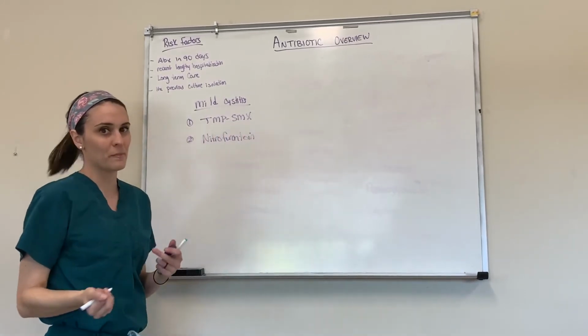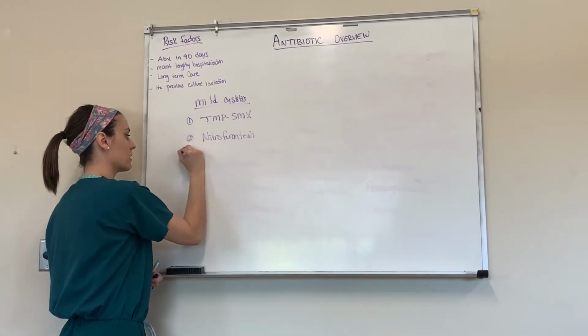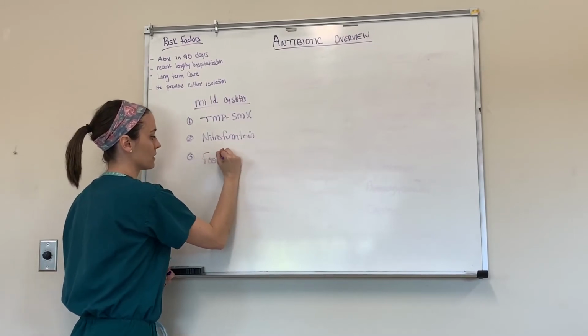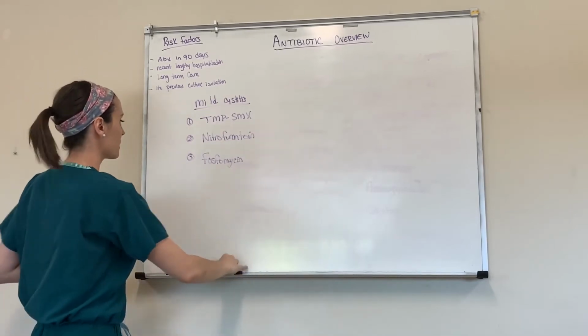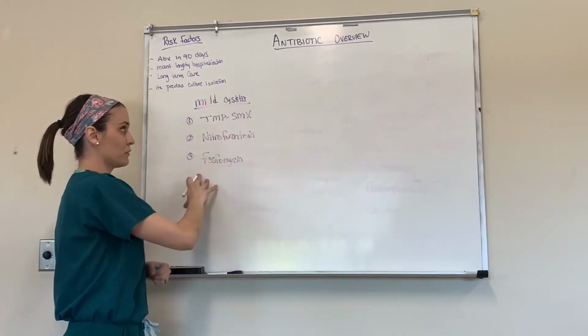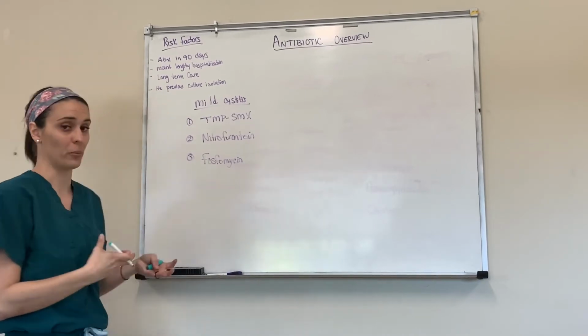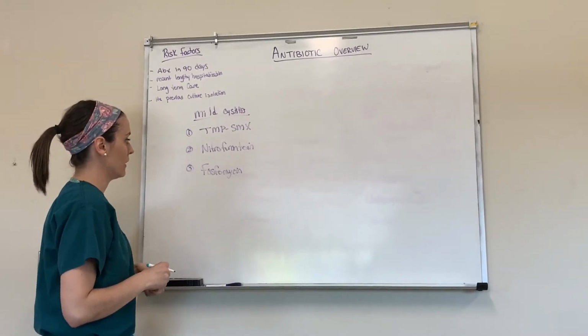This is also known as Macrobid. This is a really good first-line option for mild cystitis. And then the third is a drug called fosfomycin. I think I'm going to need to change marker colors. So these are good first-line options. According to IDSA guidelines, these are our first-line choices for mild uncomplicated cystitis in patients presenting with UTI symptoms.